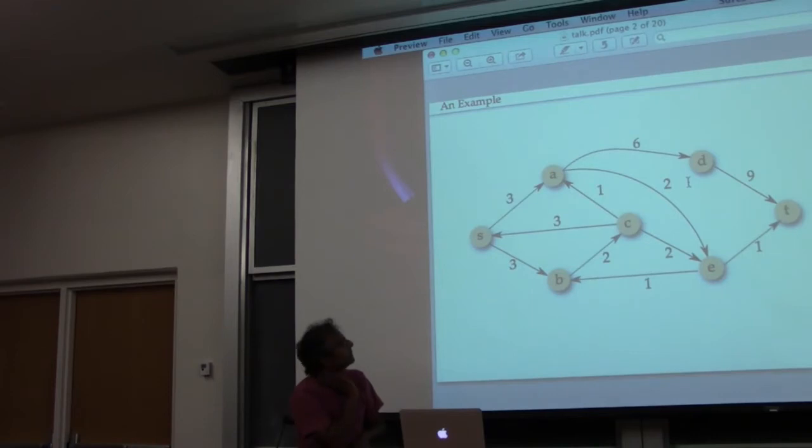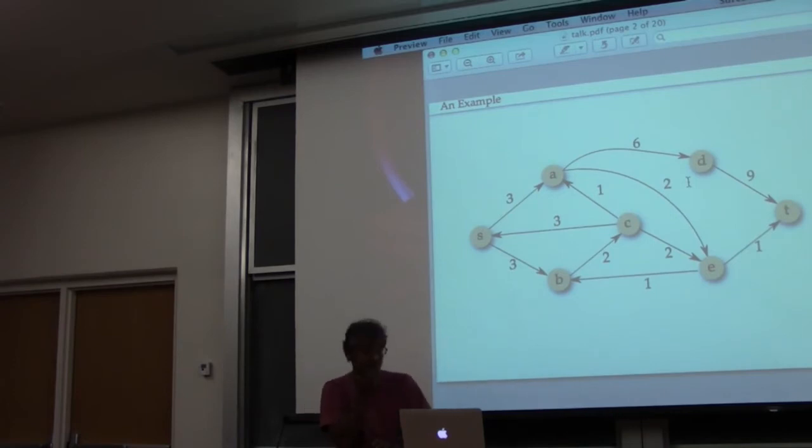No, 6. Because C is also pushing 3 to A. So S is pushing 3 through A, C is pushing 1 to A, that's 4, E is pushing 1 to T, that's 5, and that's it. So now we know that even if you increase the capacity of BC by 1 to 3, it won't change the flow because there is still a cut that has capacity only 5.